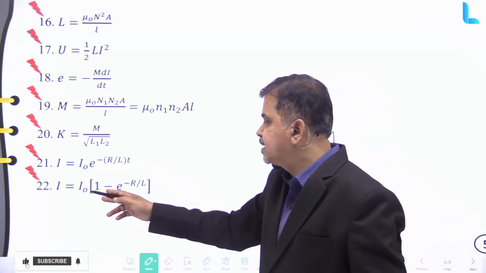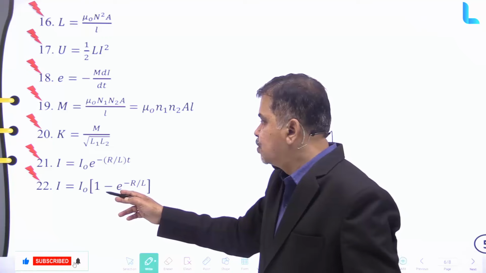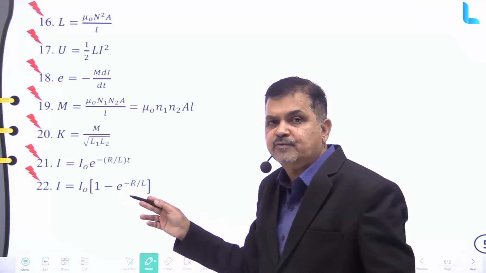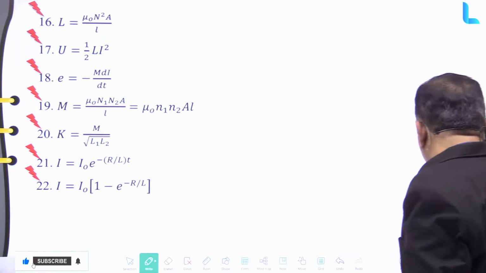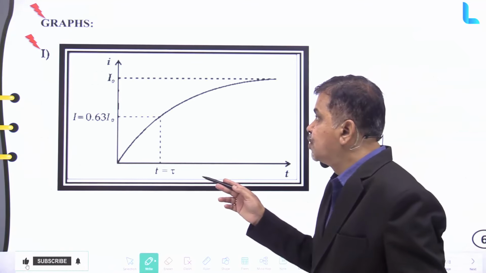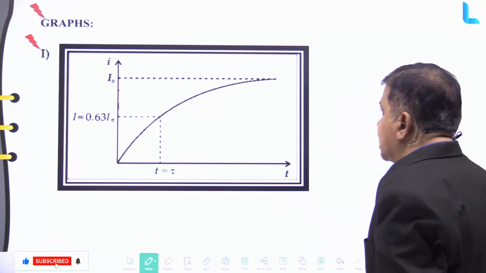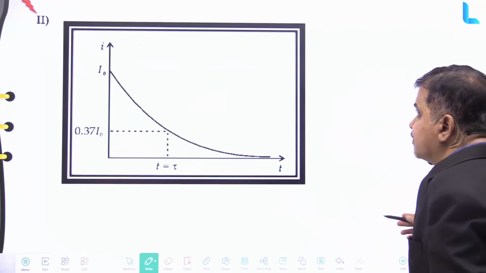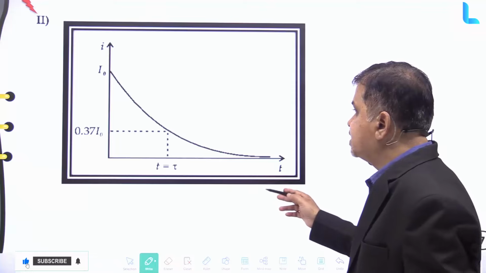I is also further equal to I naught into 1 minus e raised to the power of minus R divided by L into t. And further you can see the graphs with respect to I and t.